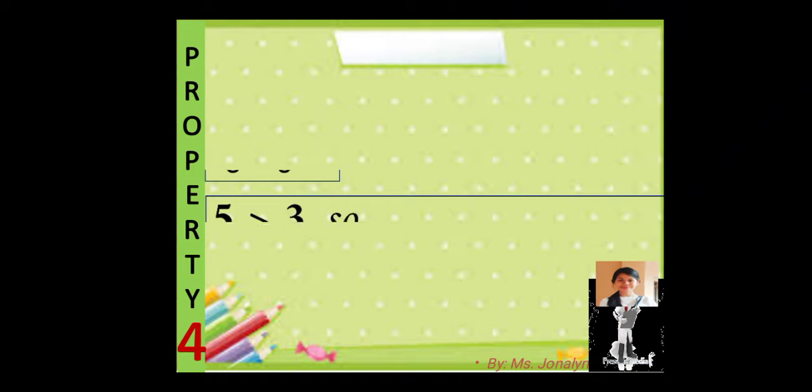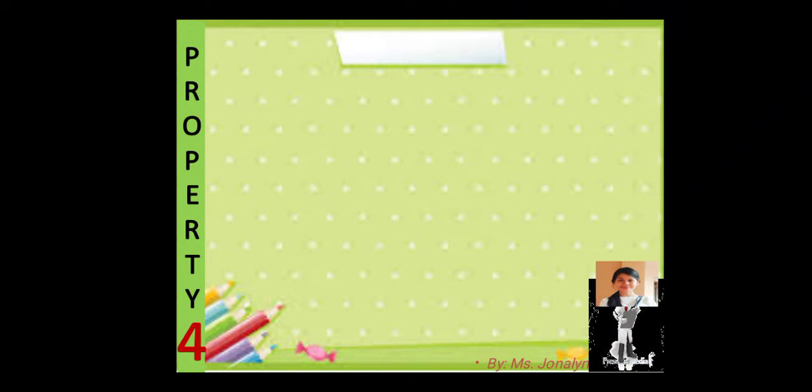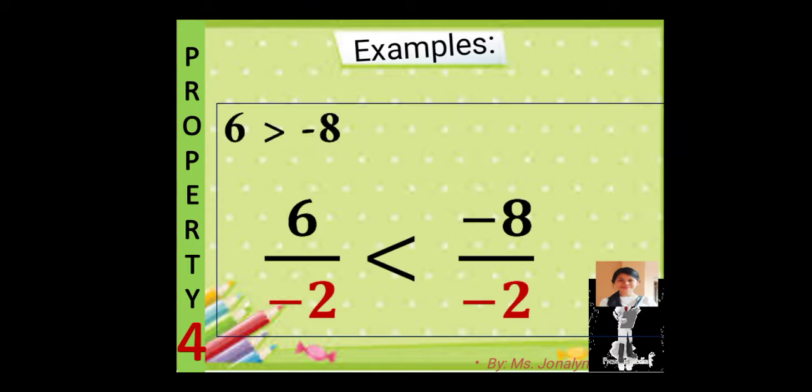And take note again, same with the multiplication property of inequality. If you divide both sides of an inequality by a negative number, you need to reverse its inequality symbol to keep the statement correct.